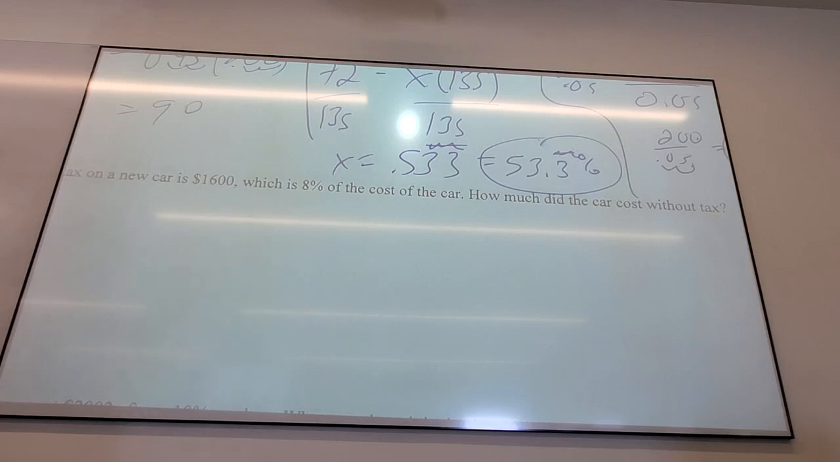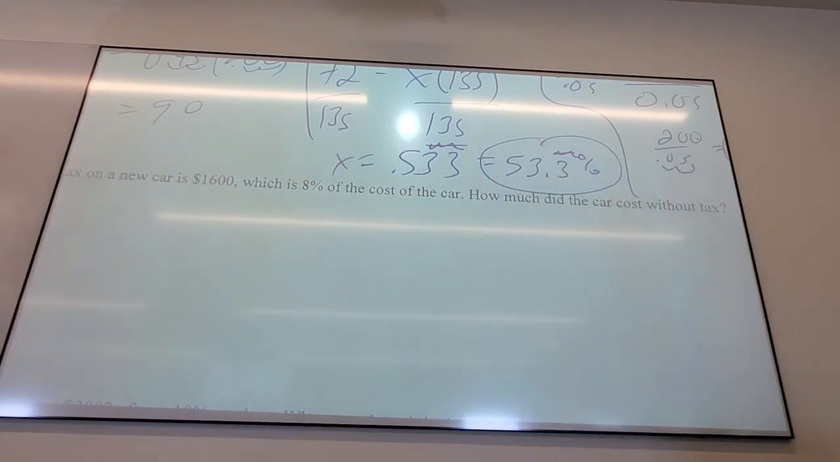This is more direct than another problem we did that was kind of wordy. 8% of the car is 1600. There's no backwards thinking at all. It's not like that problem where it said I took 10% off the cost of the hat and it's now $20, so you had to think backwards. This is much more direct.